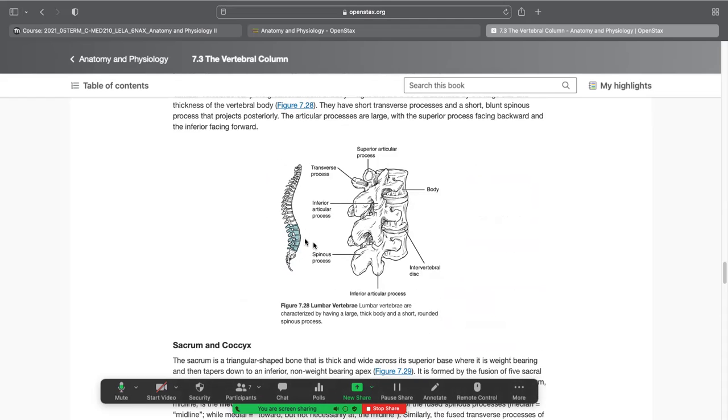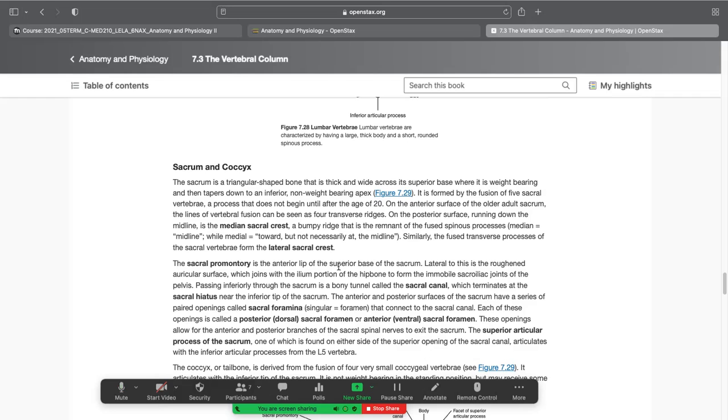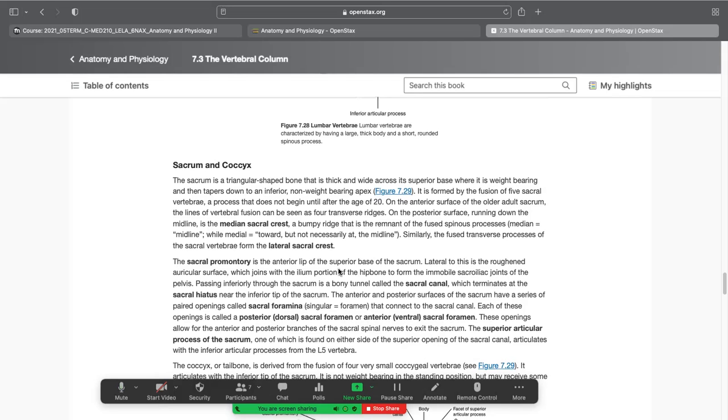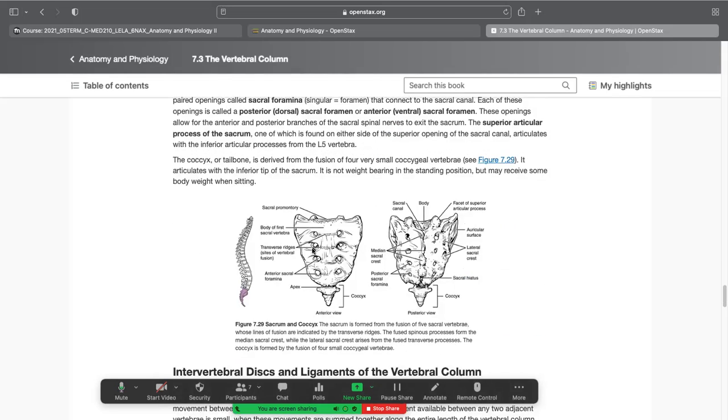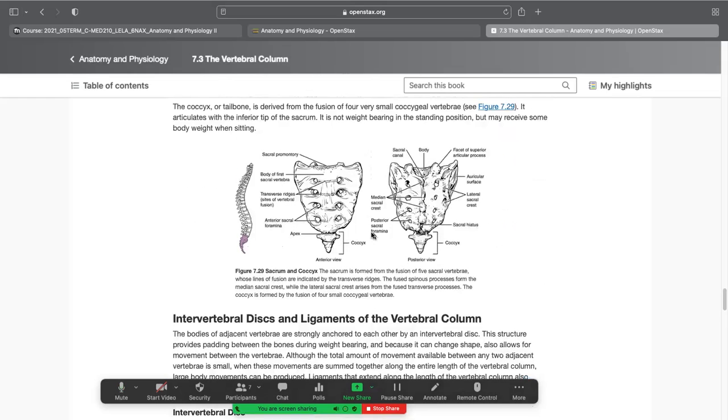And of course, the lumbar. What's important about the lumbar, you could see how pronounced the body of your lumbar vertebrae are, because they're very, very strong, because this has to also help support your body weight when you stand up or when you sit up. Then you have the fused bones, which is your sacrum, and it ends in your tailbone, which is called your coccyx.